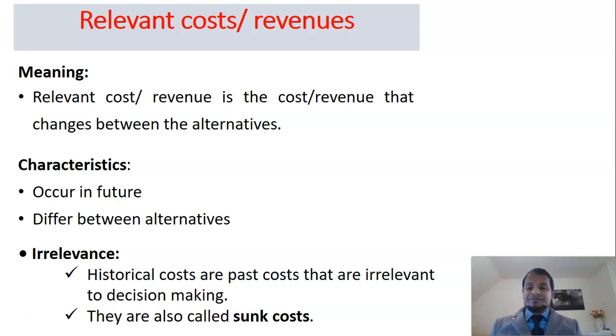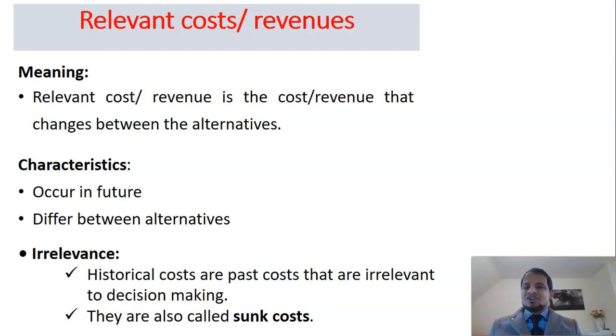But if the cost doesn't change, then it is an irrelevant cost. So if we say the fixed rent of the factory, fixed salary of the production manager, if we produce, we have to pay the salary. If we don't produce, if the production manager is a permanent staff, we still have to pay the salary. So whether we make or not, the salary will continue. That means it is irrelevant in making a decision whether we should make or buy a particular product.